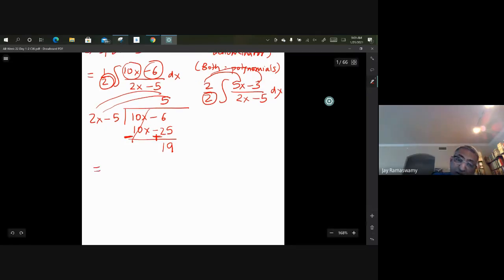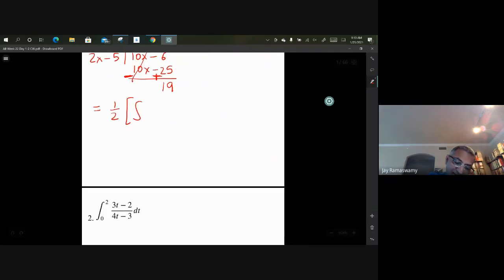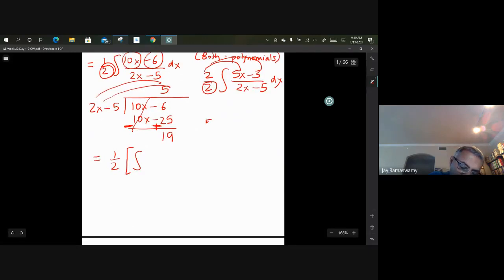So I'm going to rewrite the original problem this way. 1/2 integral. Now from your IM3 class, your quotient is 5, your remainder was 19, divided by the divisor, which is 2x minus 5. Does that vaguely come back? So we can write the original problem as 5 plus 19 over 2x minus 5 dx.